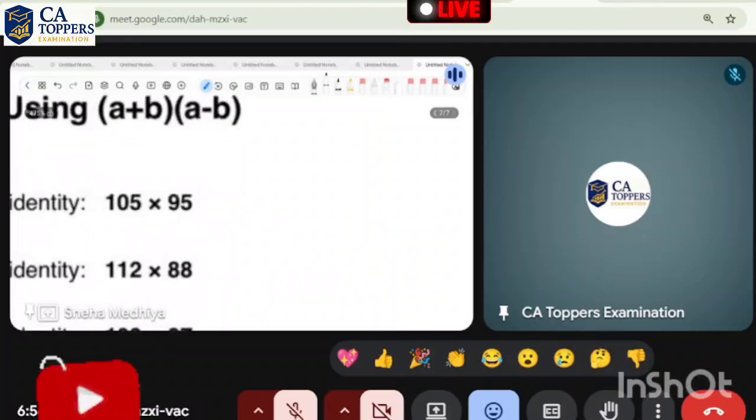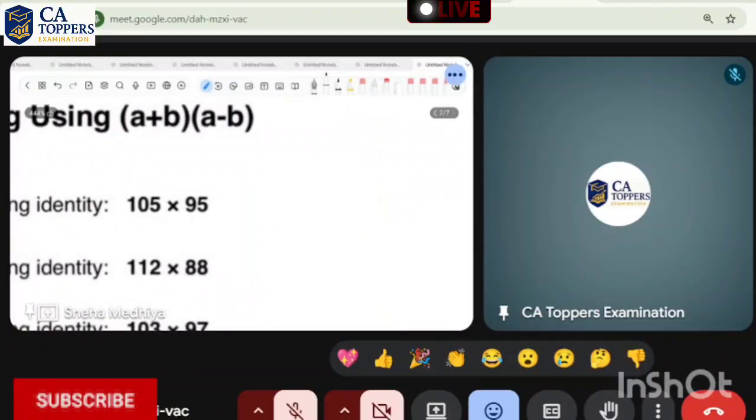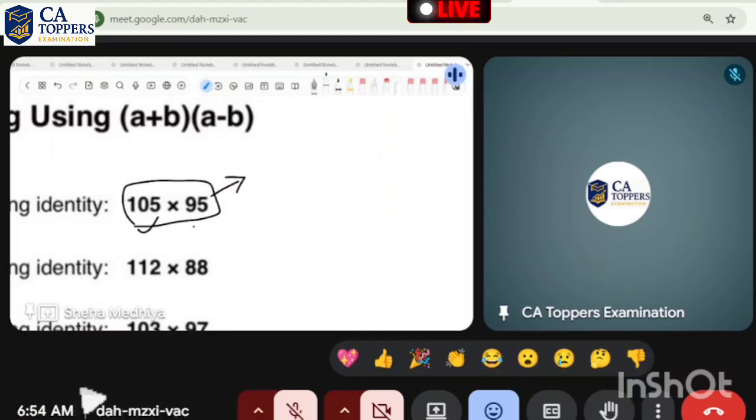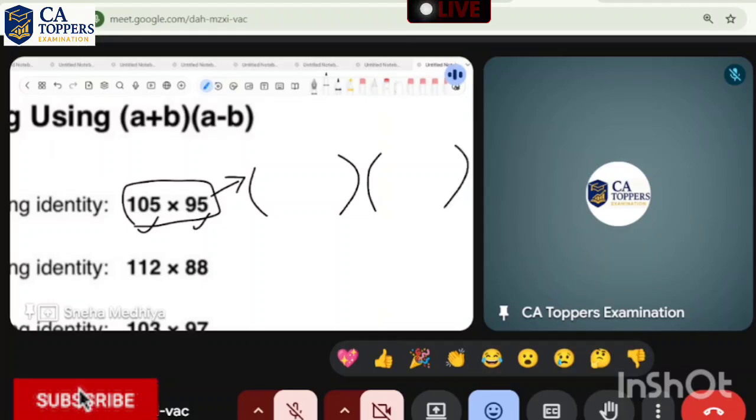First, I'll tell you how we solve it. Remember, we did this part yesterday also. First I need to break the number in such a way that the addition will give me 105 and subtraction will give me 95, but the numbers should be same.